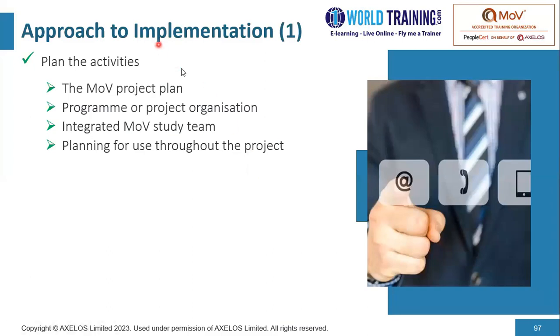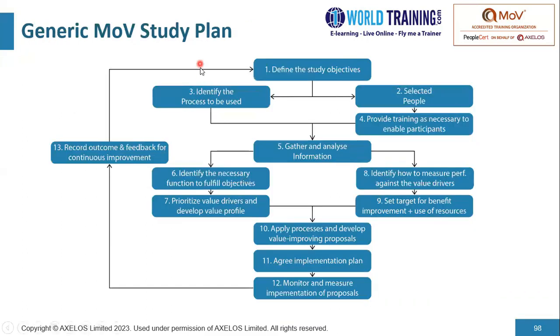So we plan the activities. As a part of planning the activities, we create the MoV project plan. We understand the program and project organization. We would have an integrated MoV study team, and we plan to use it throughout the project. It is not something that we do only at the start, but we do that throughout the life cycle of an initiative. So here we have a generic example of an MoV study plan.